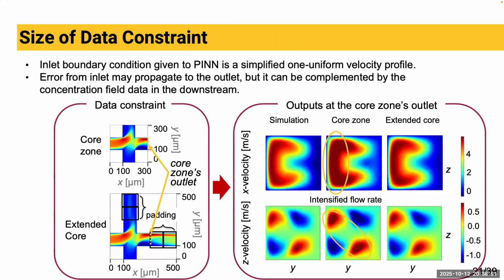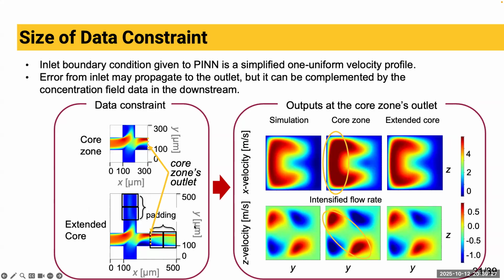Additionally, the size of the data constraint matters. We compared two different cases. First, the core case, where you provide the concentration field data only within this core region. In the second case, called the extended core case, we provide data along the extended region outside the outlet. We denote these two regions as padding.